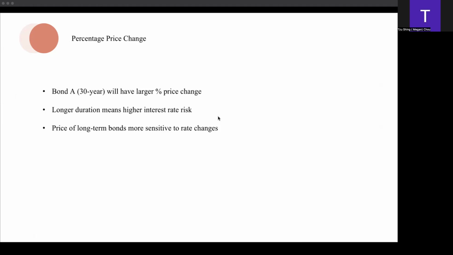Building on these, we can say that bond A will experience a larger percentage price change. This is due to its longer duration, which is a measure of the bond's sensitivity to interest rate changes. Long-term bonds have higher duration, making their prices more responsive to interest rate fluctuation.